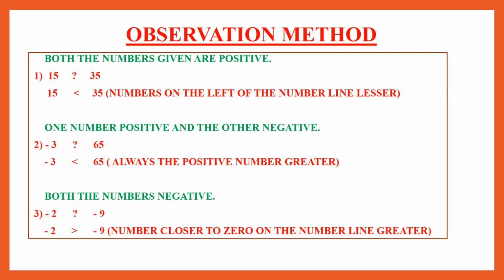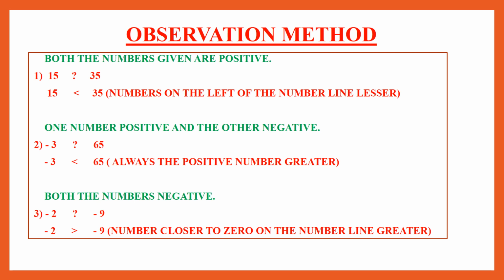The second example, one number is positive and the other number is negative. So we have example number 2, minus 3 has to be compared to 65. Minus 3 would be lesser than 65 because a positive number is always greater than a negative number. So minus 3 would be lesser than 65.